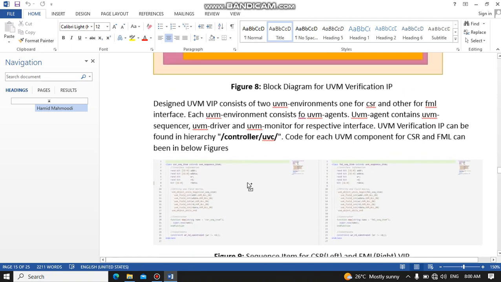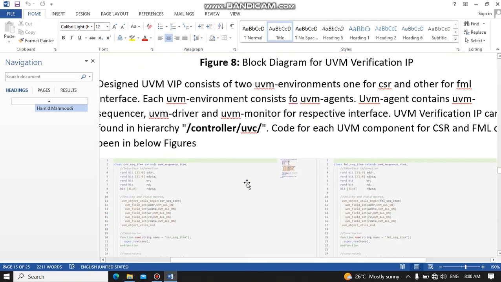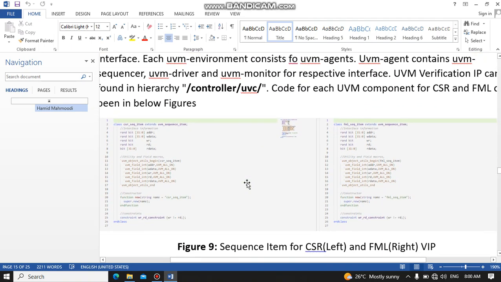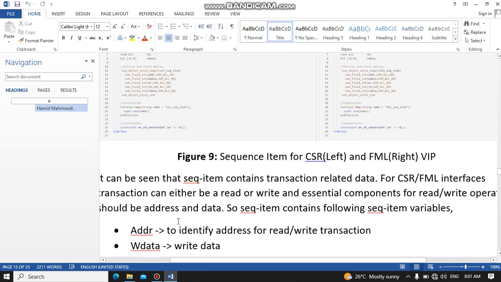So this is our UVM sequence item. The UVM sequence item consists of address, write data, write enable, read enable, and read data. So here is a constraint which states that the write enable and read enable cannot be high at the same time. This is to avoid race conditions.